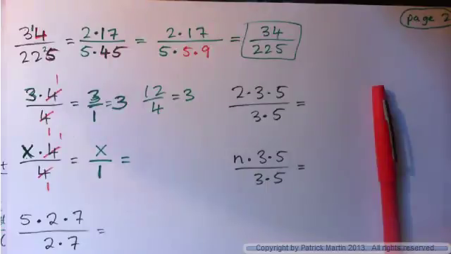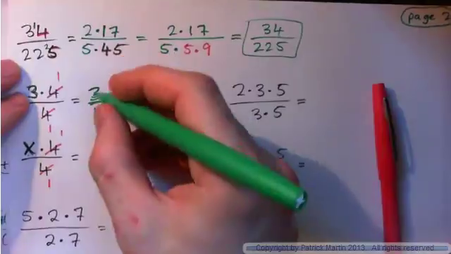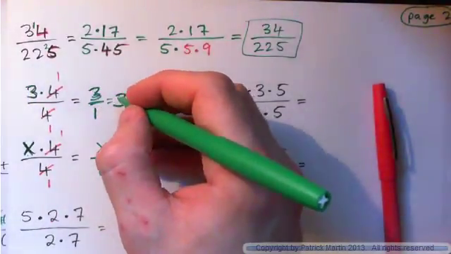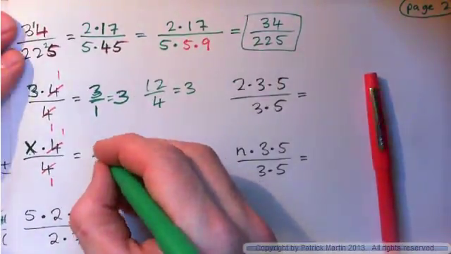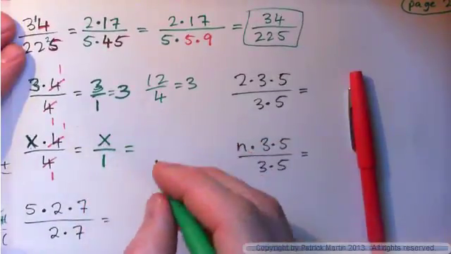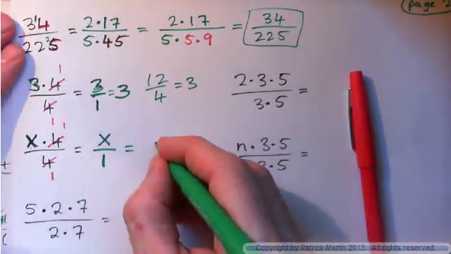X just represents some number that we don't know. It could be 9, it could be 10, it could be 7. But you know, if the number was 3 and you had 3 over 1, the answer would be 3. If it's some number we don't know, called x, then the answer would just be x, right?